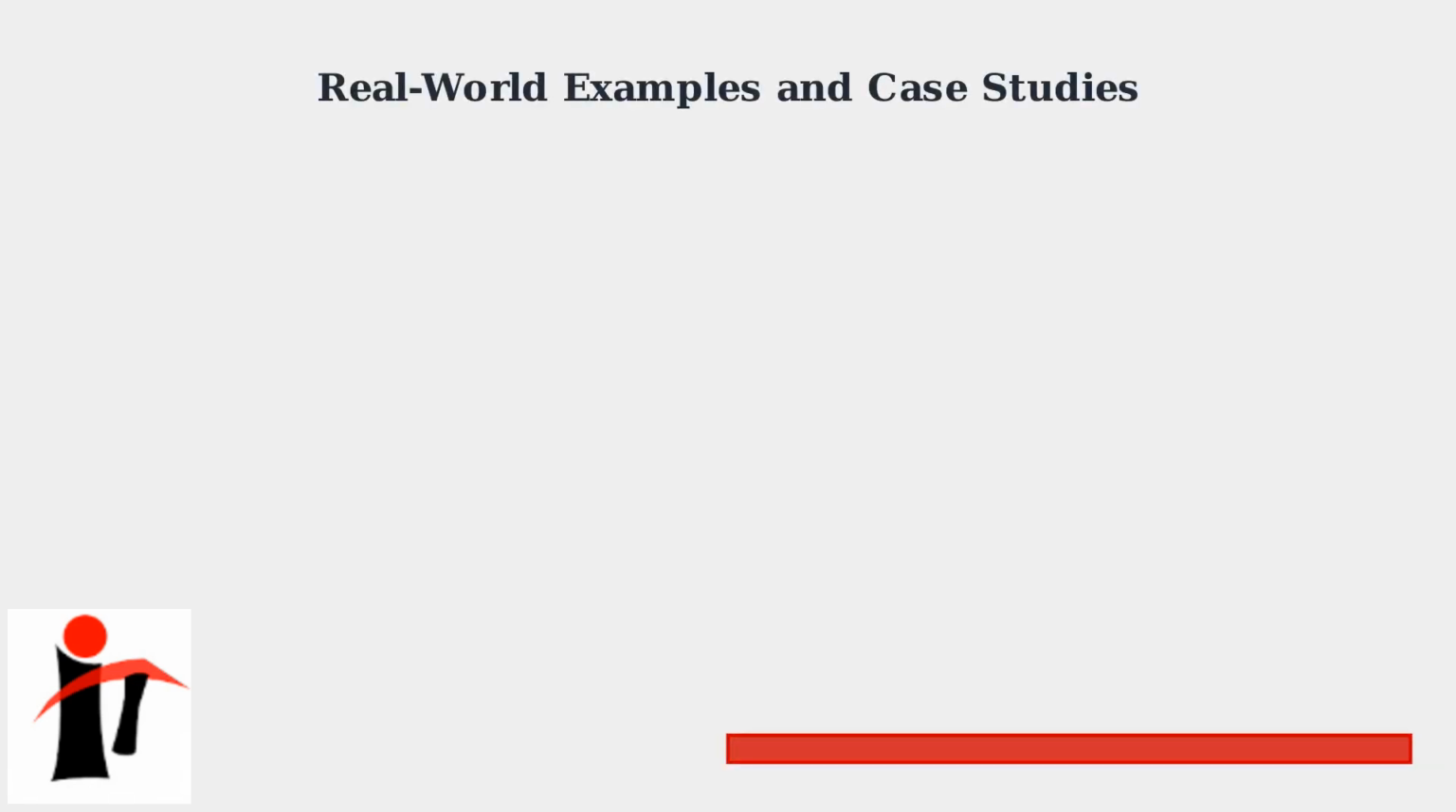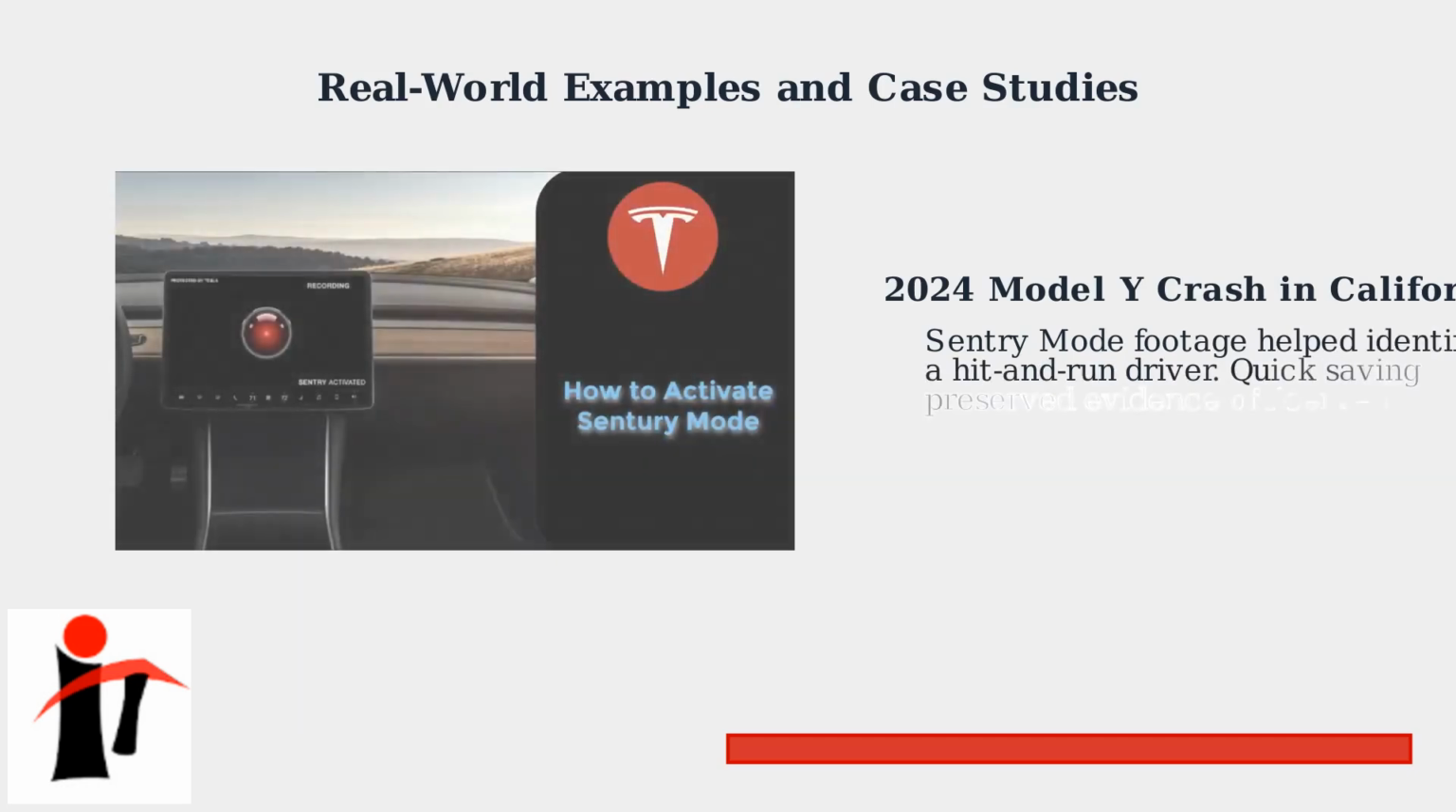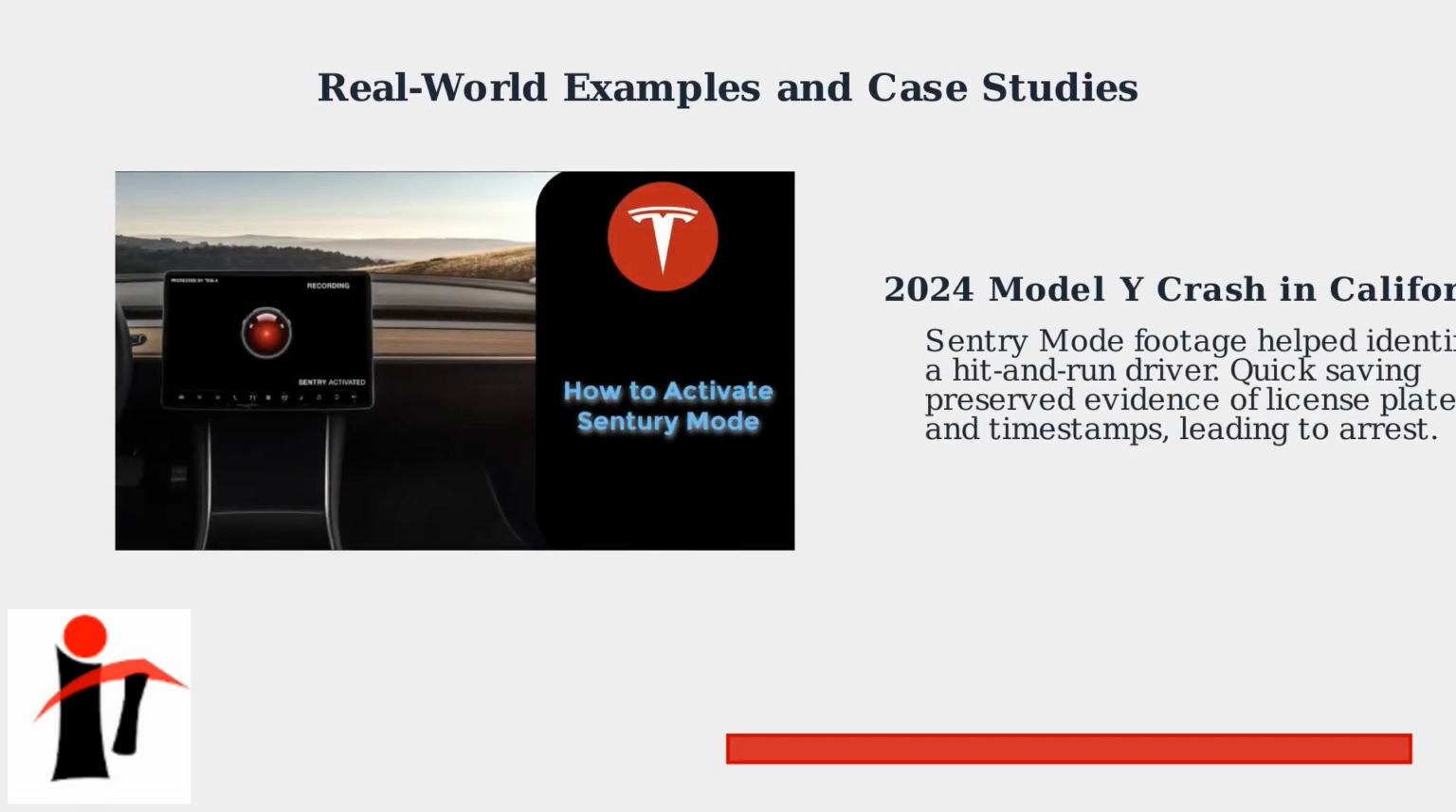Real-world cases show how quickly saving Tesla dashcam footage can make a difference in resolving incidents. In 2024, a Tesla Model Y driver in California used Sentry mode footage to identify a hit-and-run driver. The footage clearly showed license plates and timestamps, leading to the perpetrator's arrest.